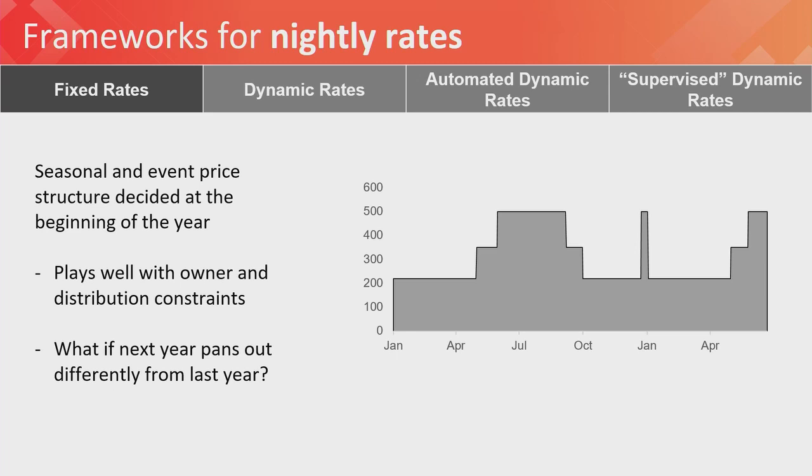It plays really well with 2 kinds of constraints. One is owners. Owners sometimes dictate for each season what's the price they want, and you can't really do much about it, so you do this. And the second one is distribution. Even today there are companies that print out rate sheets for travel agents and ship them off to Europe so that they get bookings from Europe. If that's a distribution model you're constrained to, you can't be changing your prices too often, then this is something that you can do. So if you have fixed prices today for the entire year, this is in some ways something that you can at least move on to.